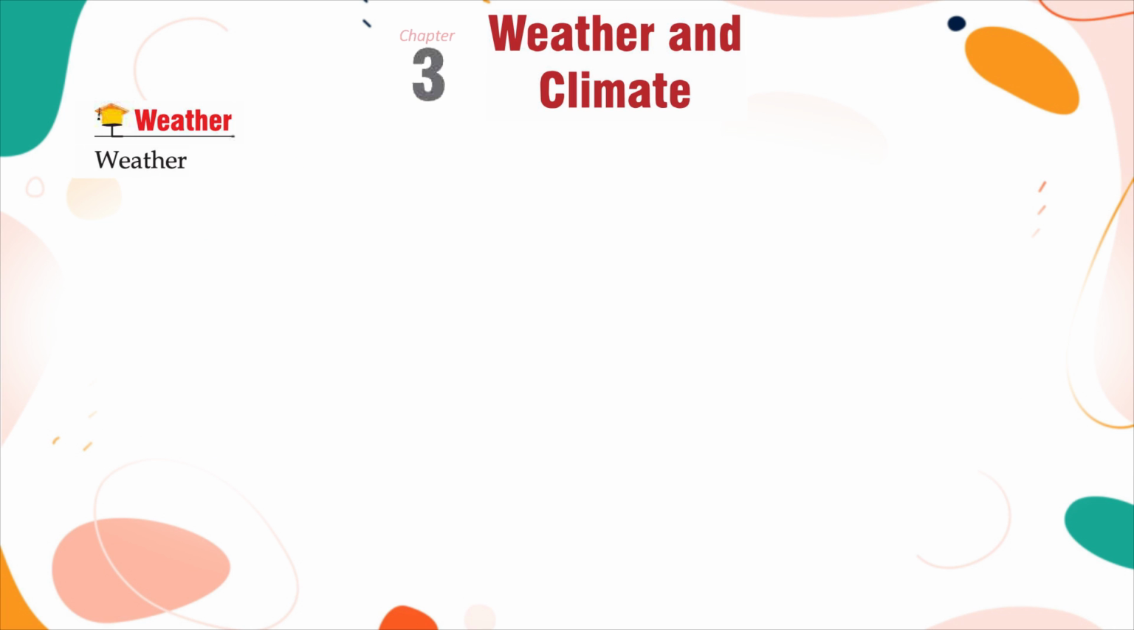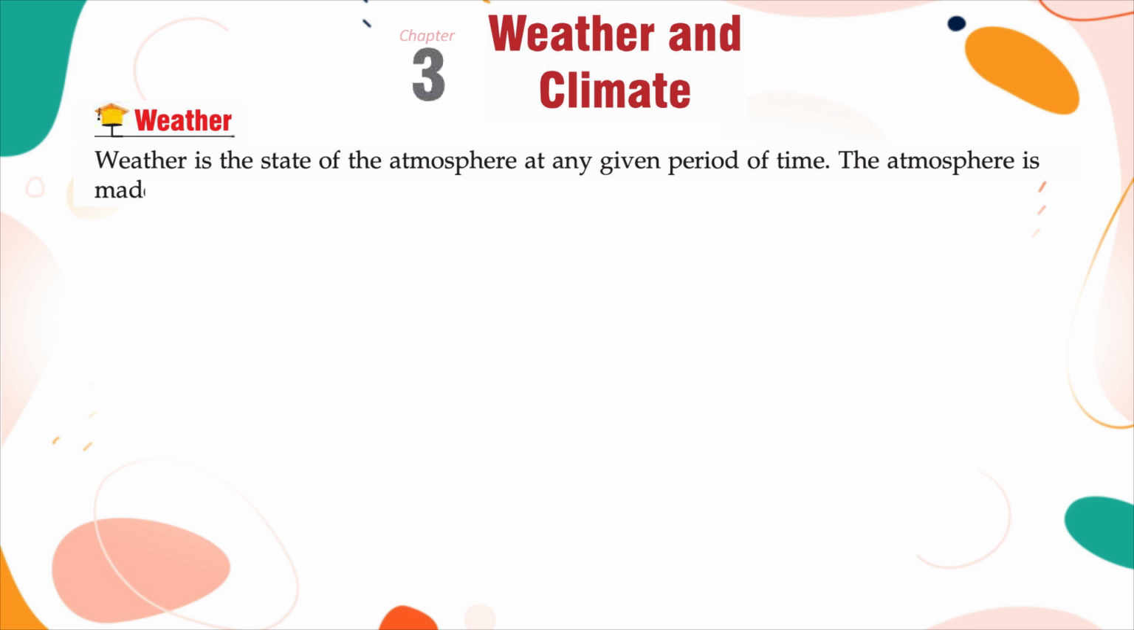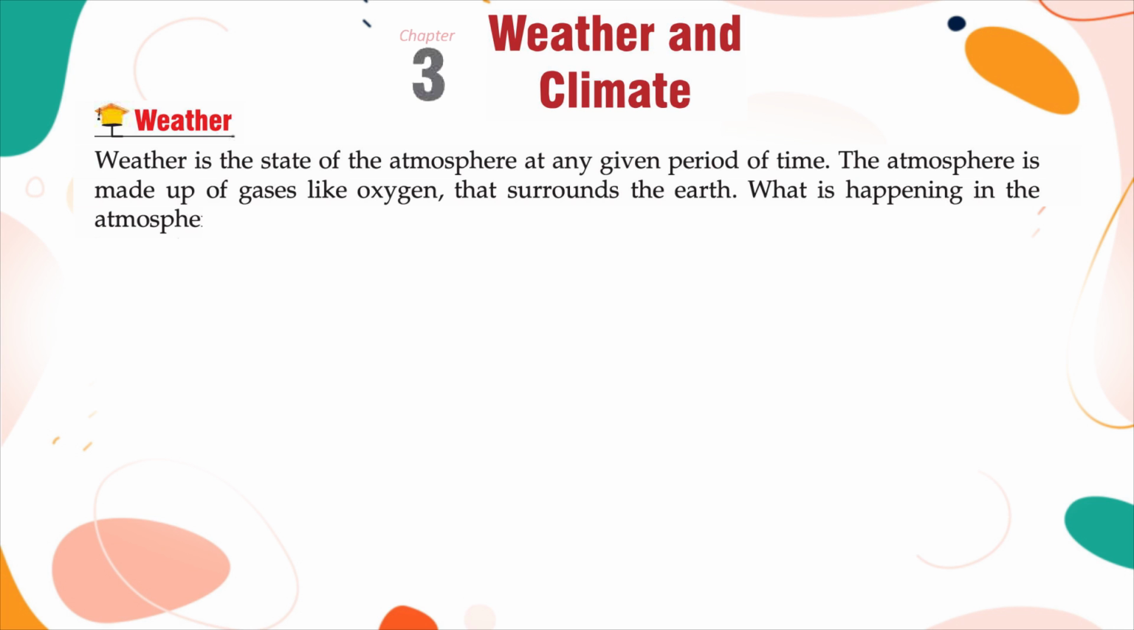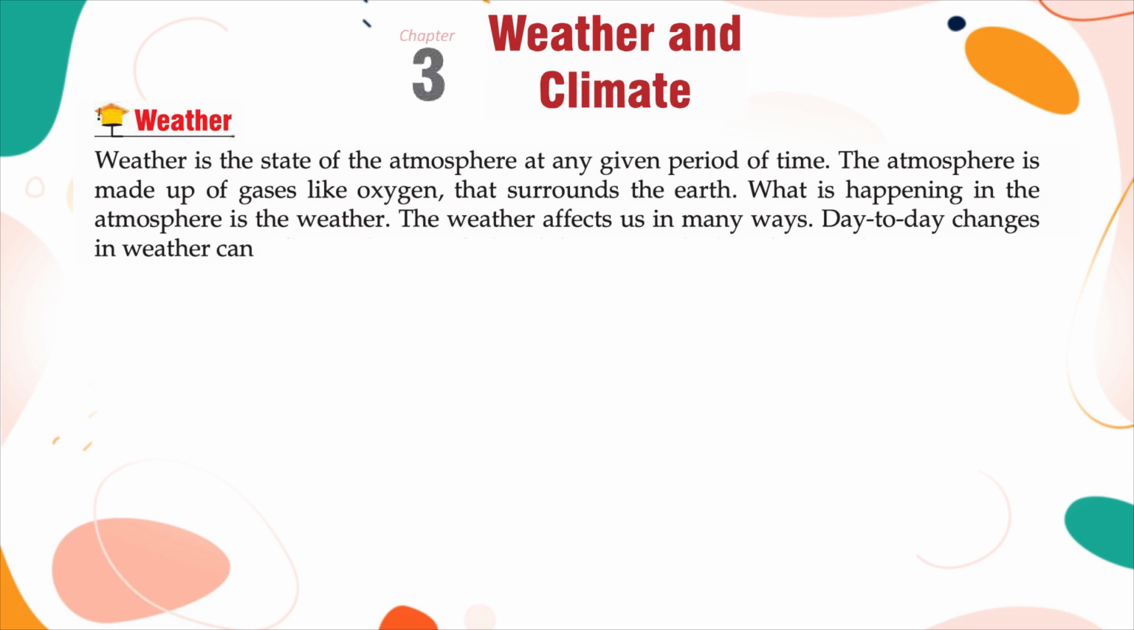Weather. Weather is the state of the atmosphere at any given period of time. The atmosphere is made up of gases like oxygen that surround the earth. What is happening in the atmosphere is the weather. The weather affects us in many ways. Day-to-day changes in weather can influence how we feel and the way we look at the world.